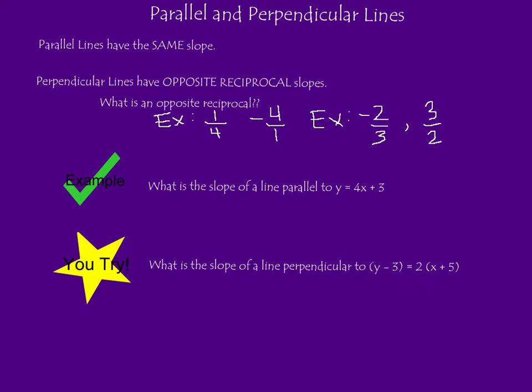So my first example here is I need to figure out what the slope of a line parallel to y equals 4x plus 3 would be. Well, I just need to figure out what the slope of this line is. And if I think about slope-intercept form, I know that m is 4. So my slope is 4. And if I want a slope of a line parallel to that, then I want a slope of 4. Again, you try the next problem. Show that to me in class.